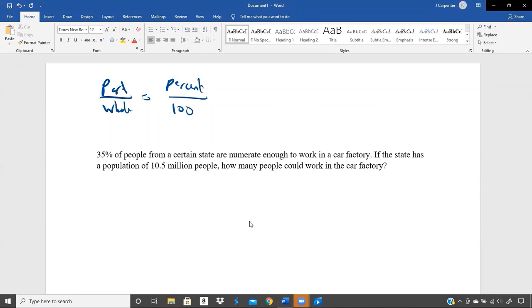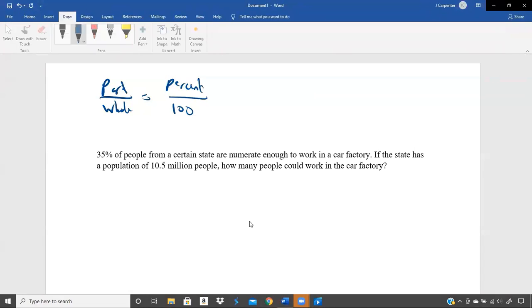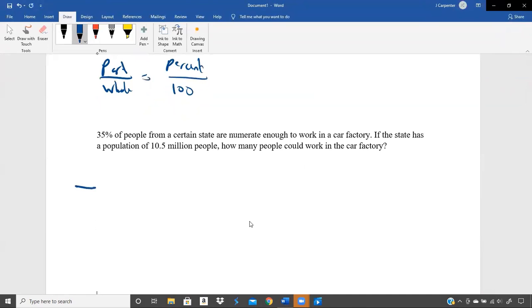It'll be our first example, and we're going to do this one together. I'm going to do one with you, and then I'm going to set up another one and give you some time to work on, and then we'll go over it. So 35% of people from a certain state are numerate enough to work in a car factory. If the state has a population of 10.5 million people, how many people could work in that car factory? So we have percentages and a part and a whole. So we're going to do this fraction equals fraction, where one of the denominators is 100, and that is us scaling the whole to 100.